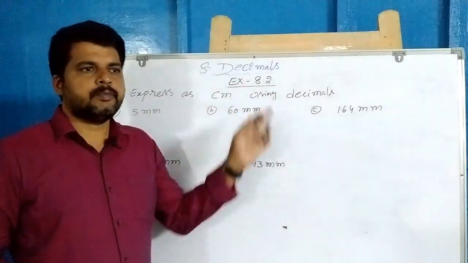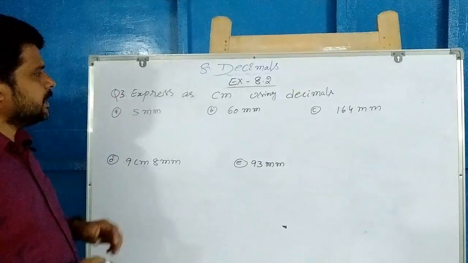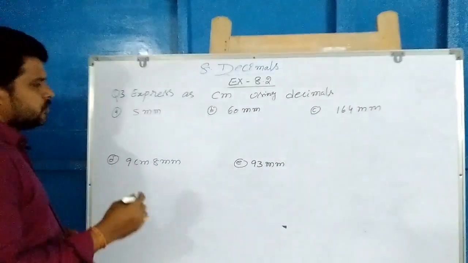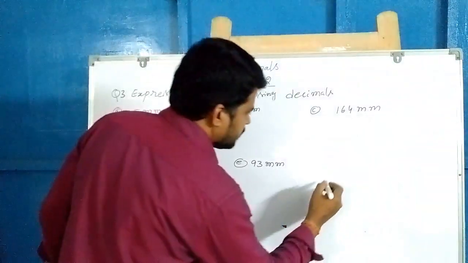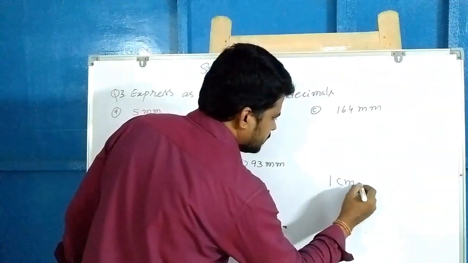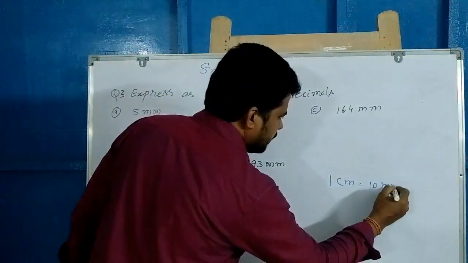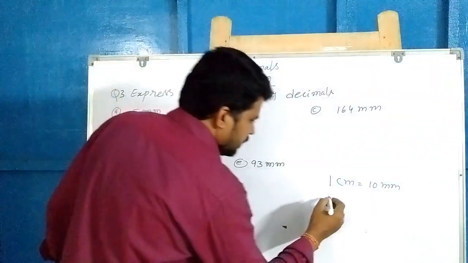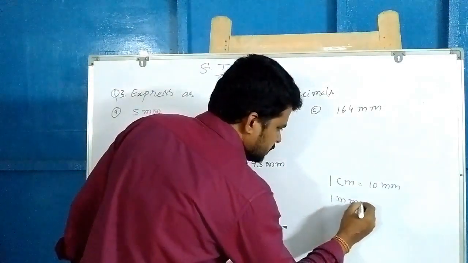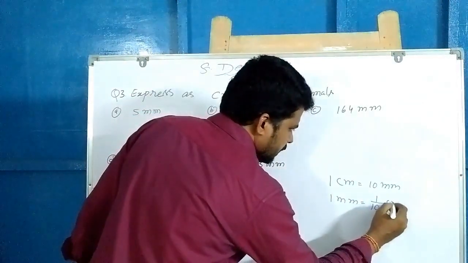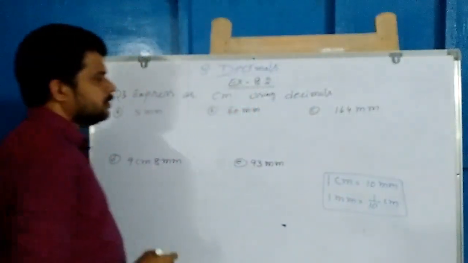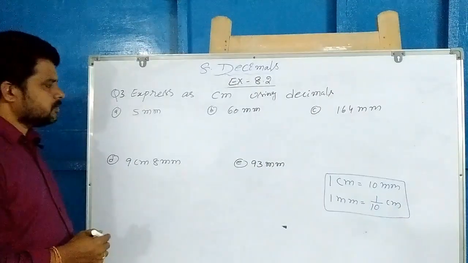The same exercise 8.2. We have question number 3. Express as centimeters using decimals. So before going to solve this, we need to know 1 centimeter is equal to 10 millimeters. Then 1 millimeter is equal to 1 by 10 centimeters. So by using this table, we are solving.